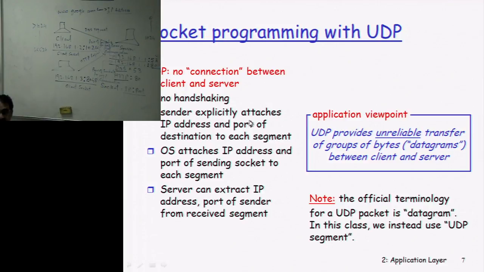Sender explicitly attaches the IP address and the port number of the destination to each segment. Each segment the client is going to send, it will attach the IP address and the port number of the destination where it wants to send the segment. Any segment sent by this client to this server has to tell on which socket it should be received by the server, because on that particular host a process on port number 53 will keep on listening for the client requests.